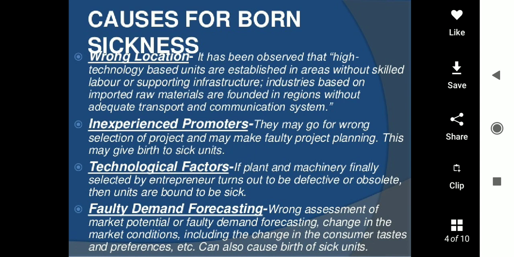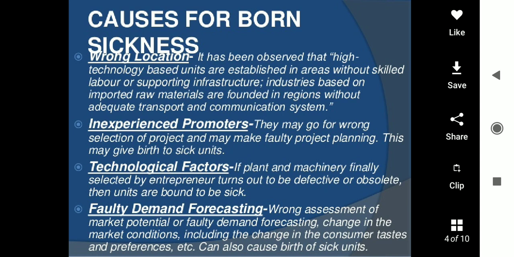So dear students, read it properly to understand what is actually meant by wrong location. Again I am repeating, wrong location means there are no adequate facilities of communication, no adequate facility of transportation, and there is not enough demand for a particular product. All these are the causes that the industry is born sick.